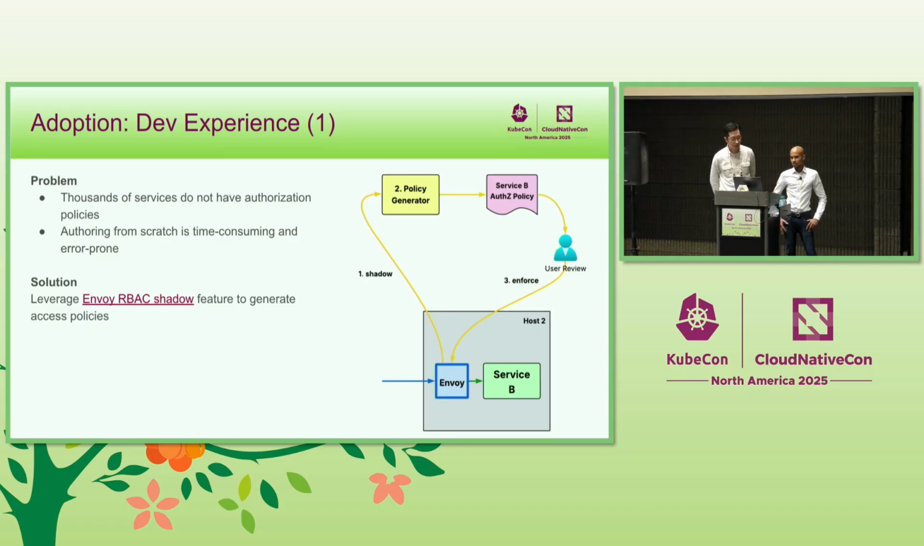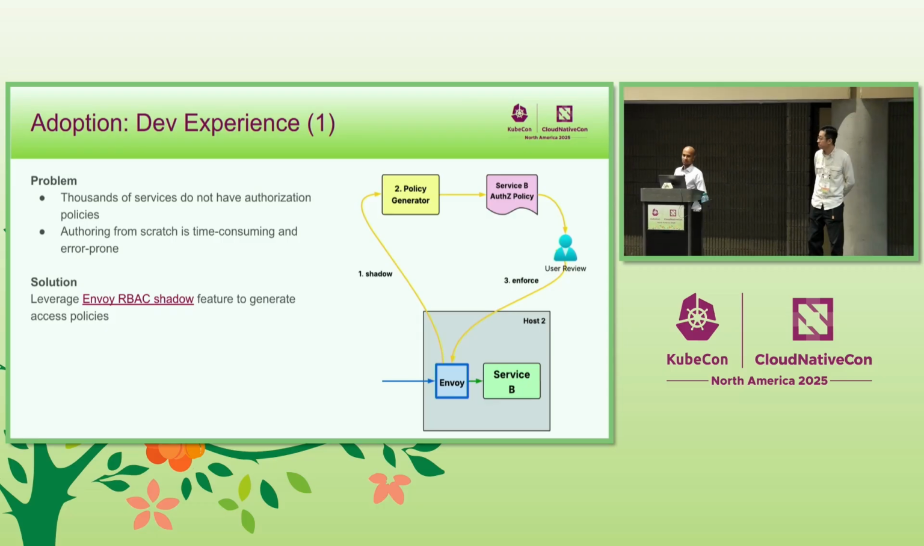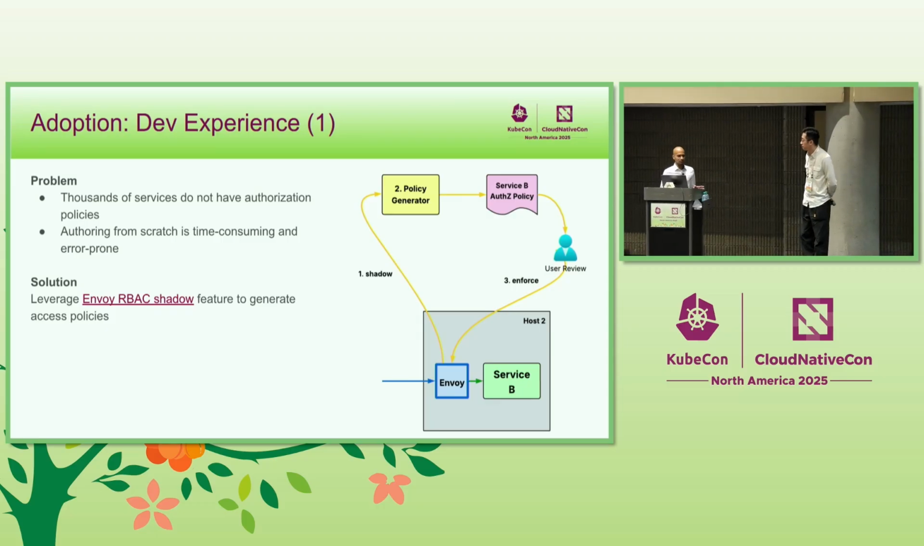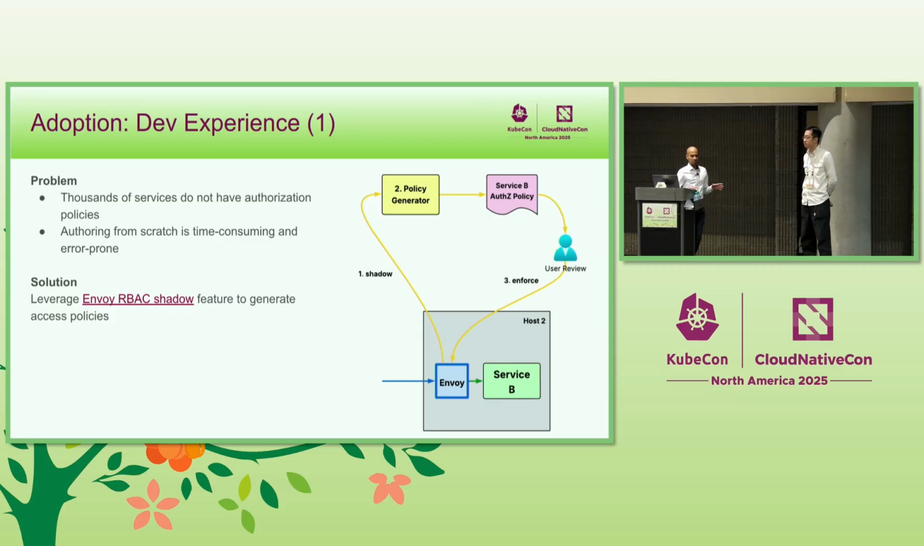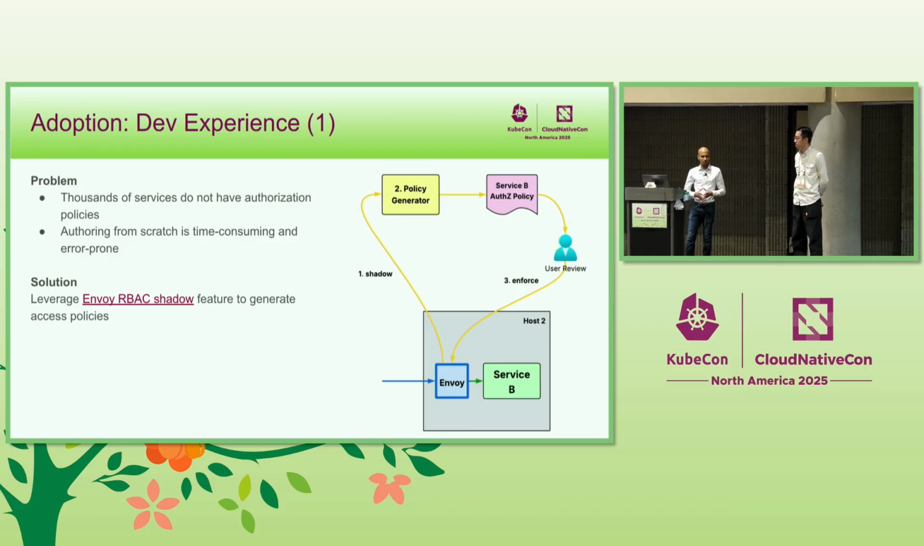Yeah. The next part is around how to get the developer experience sorted out. If you have thousands of services, and then you go to the developer and say, hey, go author authorization policies for these thousands of services, it's going to be painful. And not just painful, it's unreasonable to ask everyone to go ahead and add authorization policies for 7,000 services. So we had to get really creative over here.